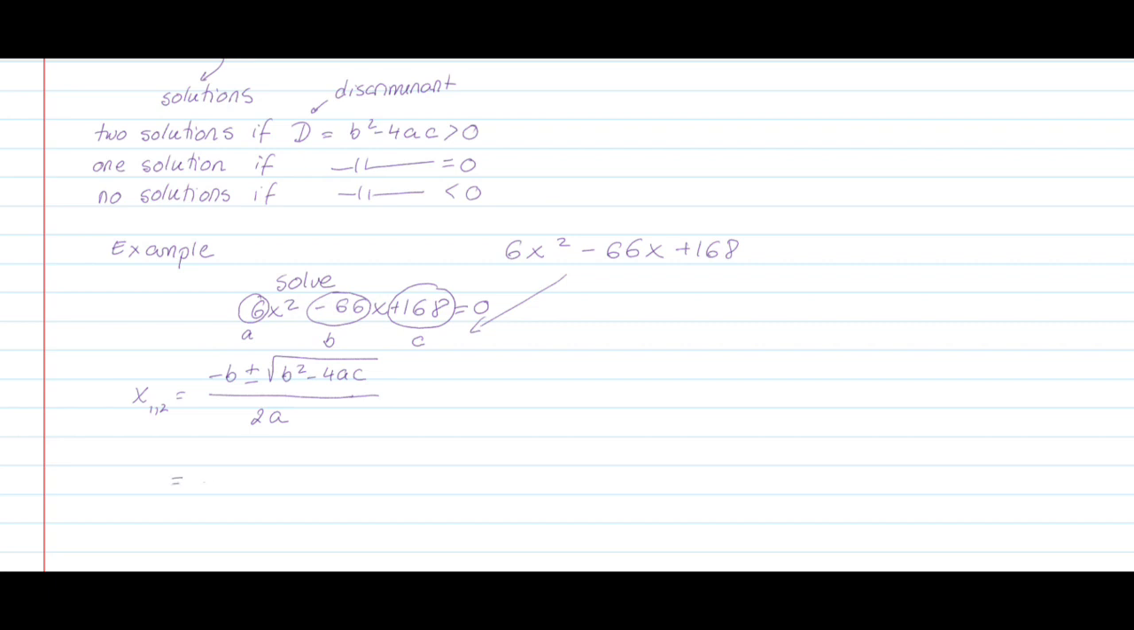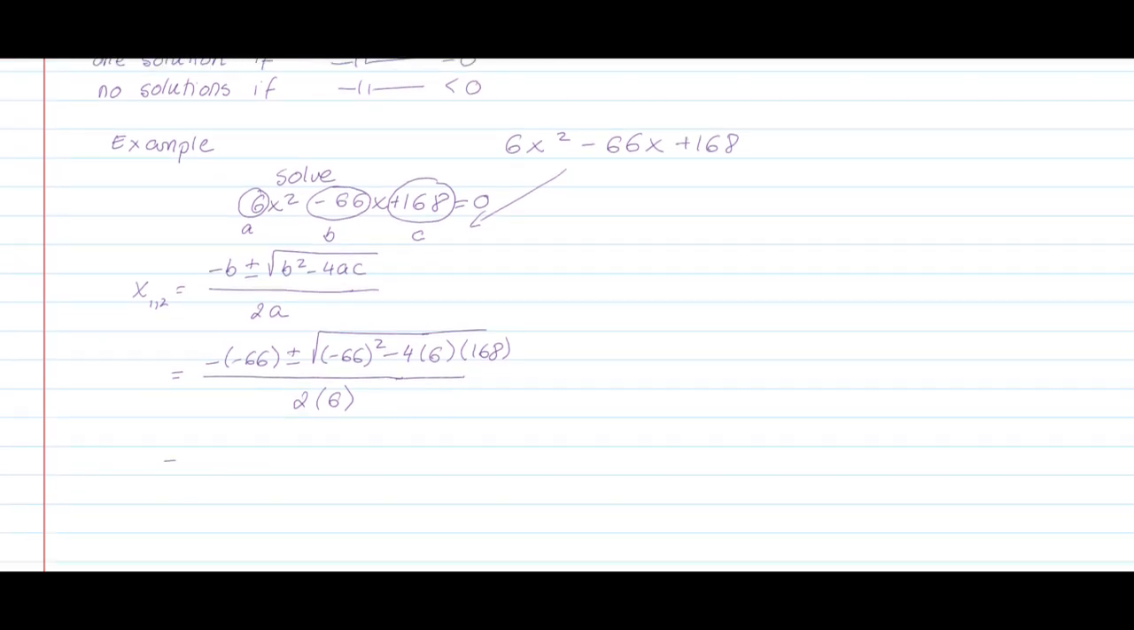So in this particular case, I have negative, and then what's my b? My b is negative 66, plus or minus a square root of negative 66 all squared. Do not forget to put brackets around negative 66 because otherwise you will get a wrong answer. So minus 4 times a, which is 6, times c, which is 168. All divided by 2a, which is 2 times 6.